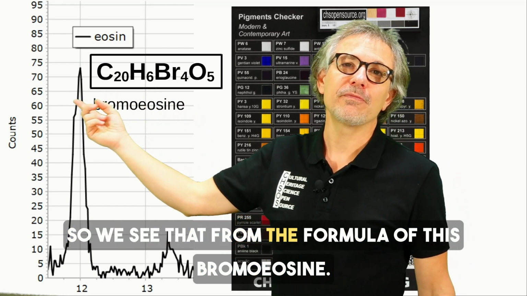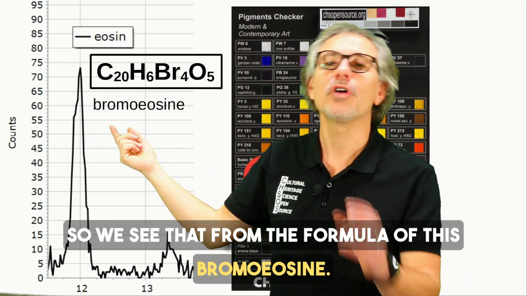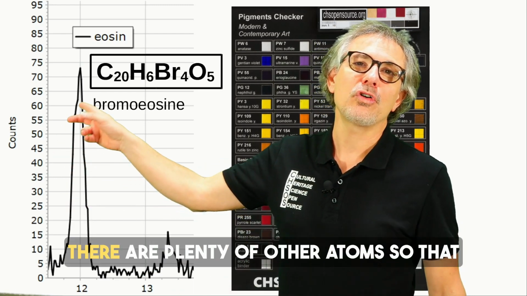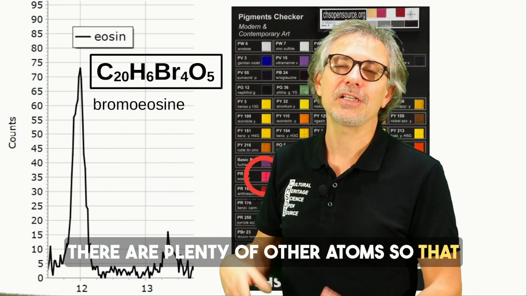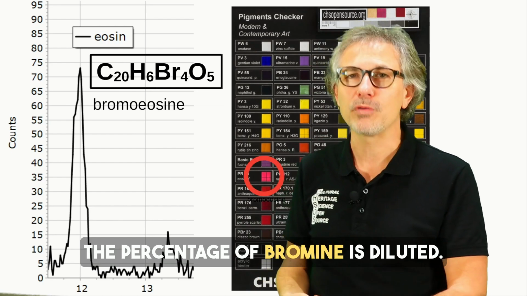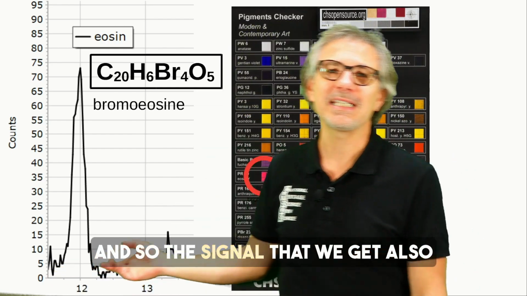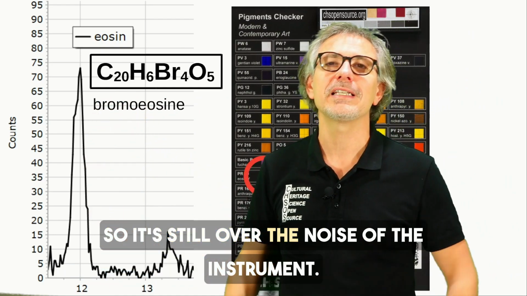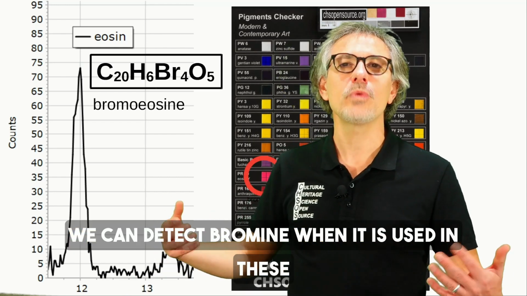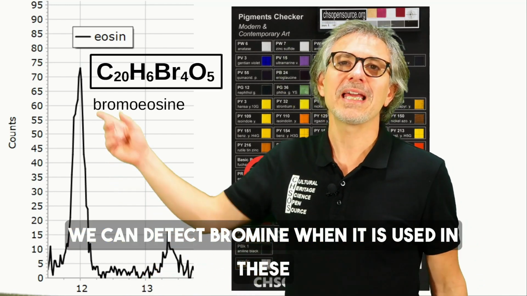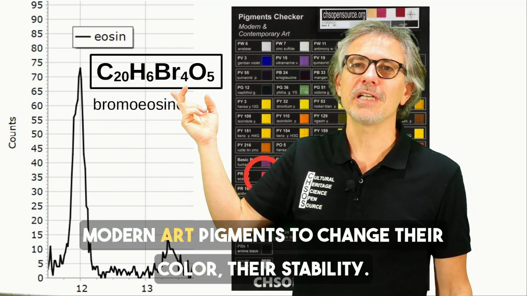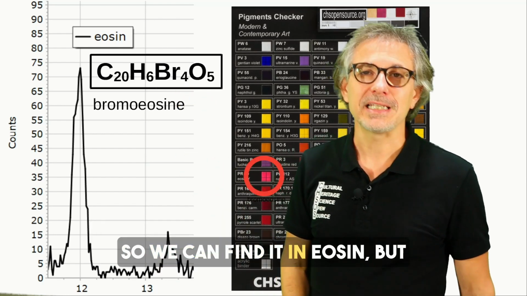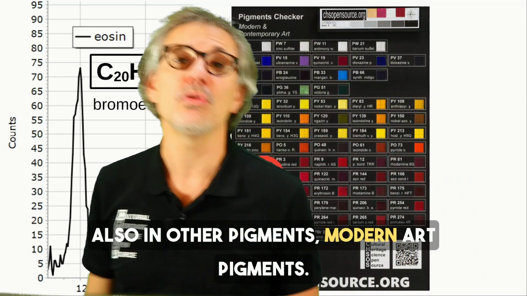So we see that from the formula of this bromoeosin, so eosin containing bromine atoms. And of course, there are plenty of other atoms so that the percentage of bromine is diluted, and so the signal that we get is also diluted, but still we can tell it, so it's still over the noise of the instrument. We can detect bromine when it is used in these modern art pigments to change the color, the stability, so we can find it in eosin but also in other pigments, modern art pigments.